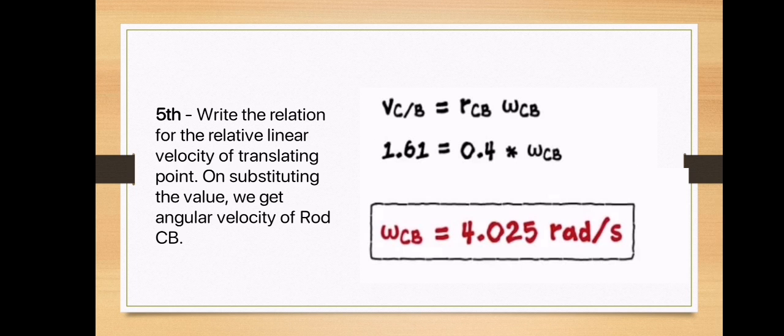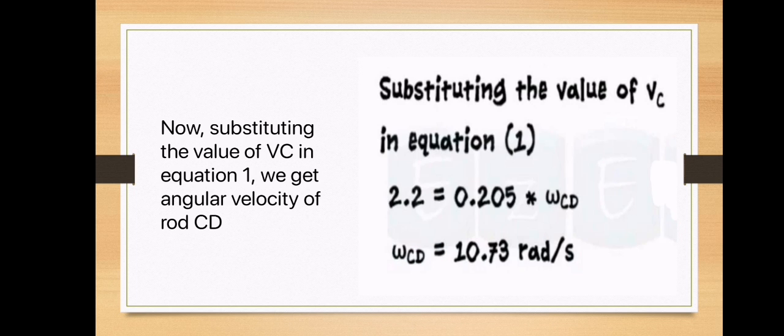Step 5. Write the relation for the relative linear velocity of the translating point. On substituting the values, we get the angular velocity of rod CB equal to 4.025 rad/s. Now, kung naalala nyo kanina yung equation number 1, substitute the value of VC in equation 1 and we get the angular velocity of rod CD equal to 10.73 rad/s.